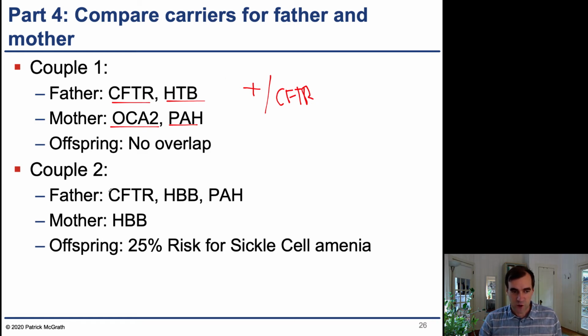But if both individuals are carriers for the same gene, so this father is a carrier for 3 different genes, and the mother is a carrier for 1, and they both share that same factor, HBB, the hemoglobin gene, that means they're both heterozygotes. And so now the offspring has a 25% risk for sickle cell anemia.